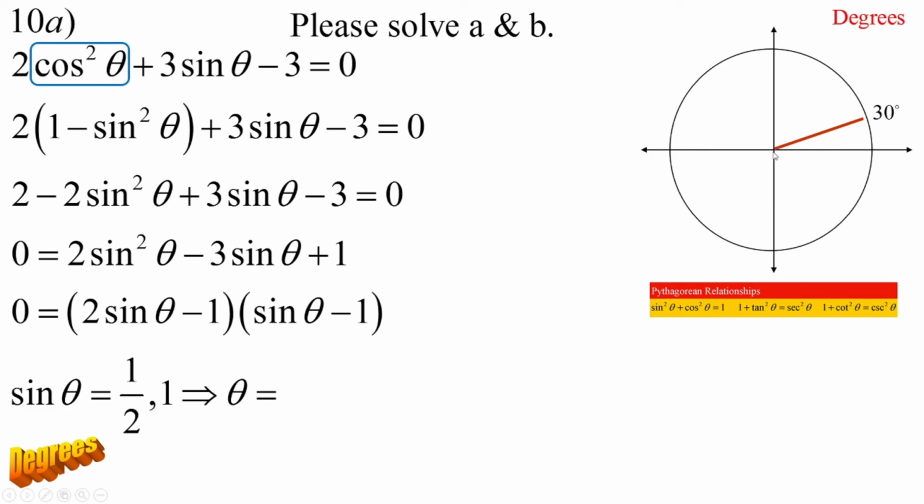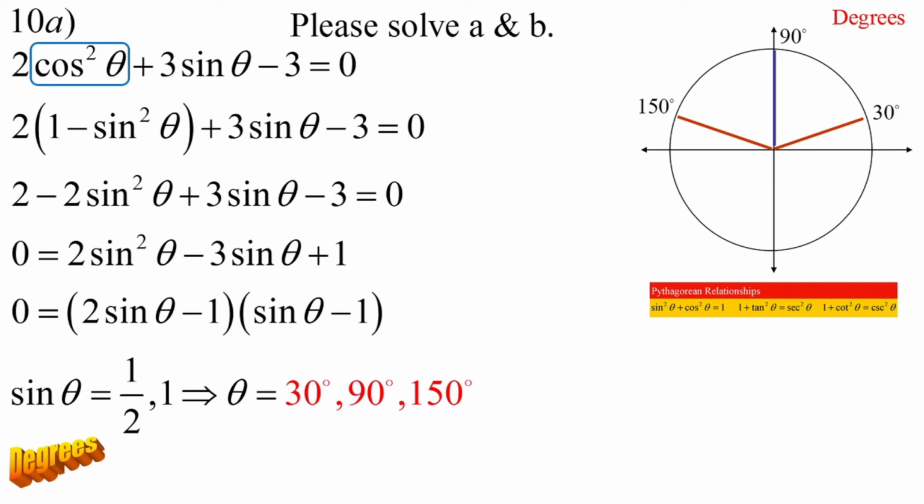And to get that, let's reflect the 30 in the y-axis to get that terminal ray right there. And that would be what? Well, that's going to be 180 degrees minus 30 degrees, so that's 150 degrees. Okay? And then how about the 1? Well, that would be at 90 degrees right there. And there it is. So we have theta equals 30 degrees, 90 degrees, and 150 degrees.